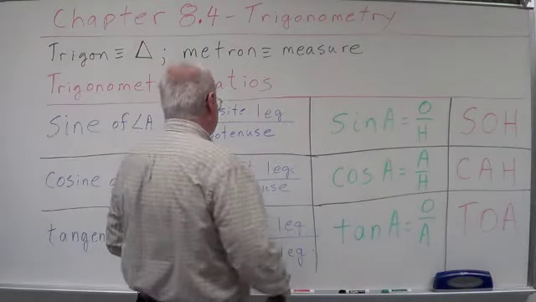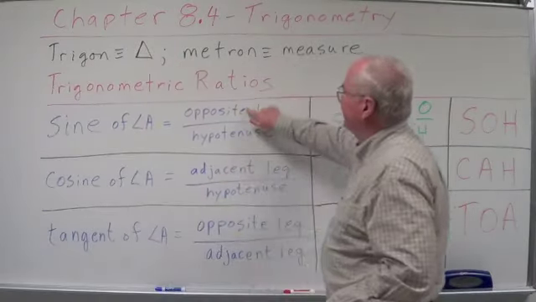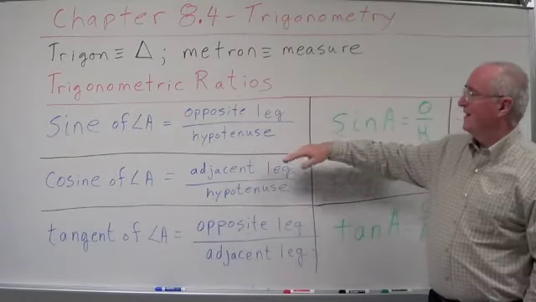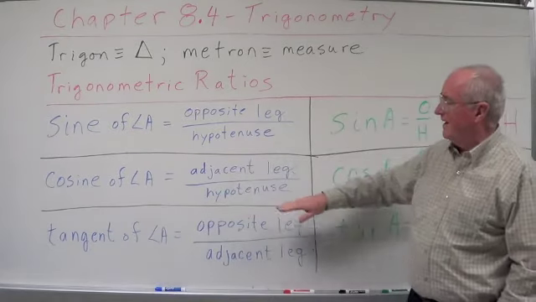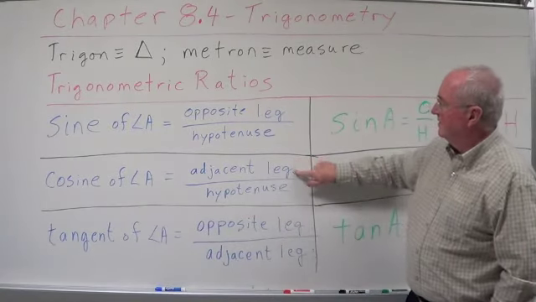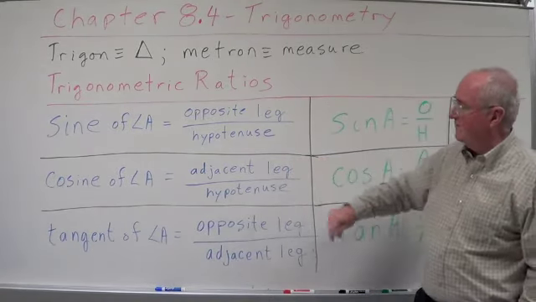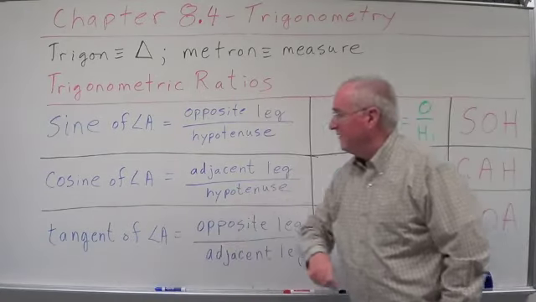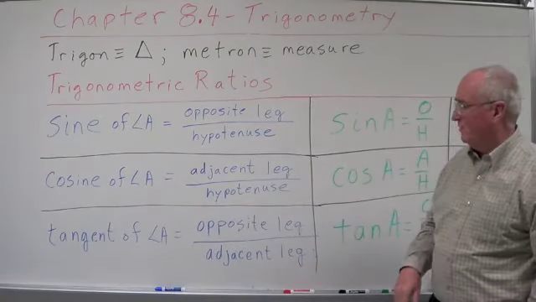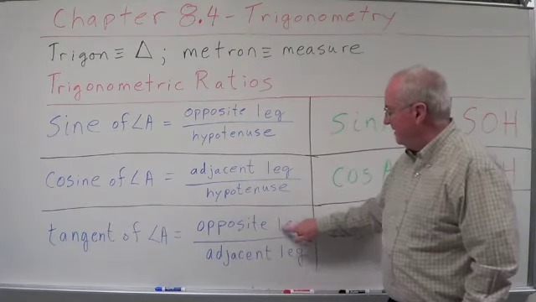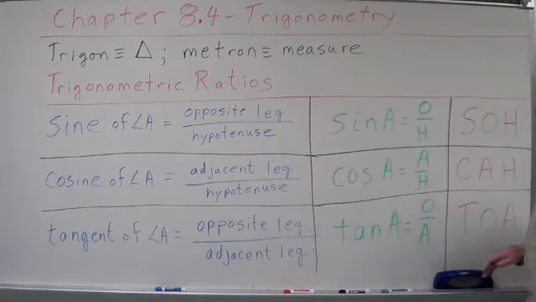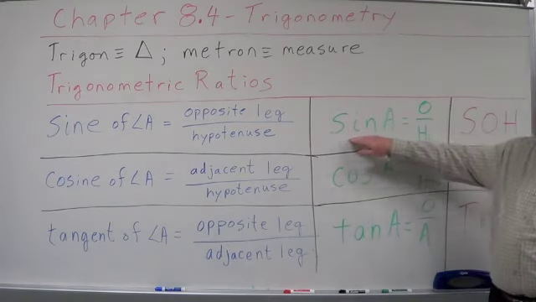Sine of angle A standing at point A is the measure of the opposite leg divided by the hypotenuse. Cosine of angle A standing at point A is the measure of the adjacent leg divided by the hypotenuse. Tangent of angle A standing at point A is the measure of the opposite leg divided by the measurement of the adjacent leg.